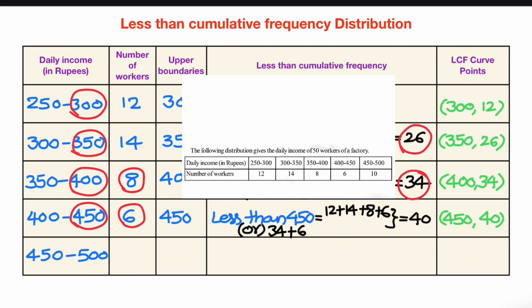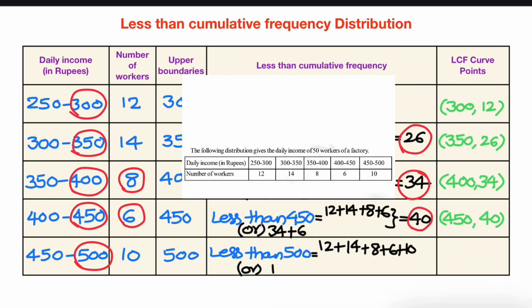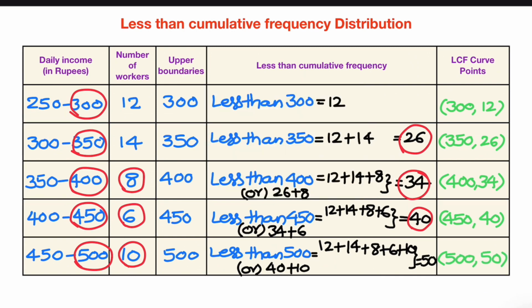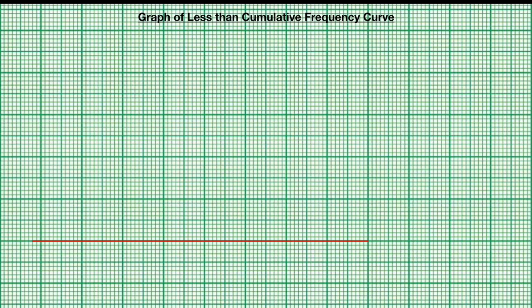Last class interval is 450 to 500. Number of workers belonging to this class interval is 10. Upper boundary of the class interval is 500. Less than cumulative frequency of the 450 to 500 class interval means number of observations less than 500, equal to 12 plus 14 plus 8 plus 6 plus 10, or 40 plus 10, that equals 50. The point is 500, 50.